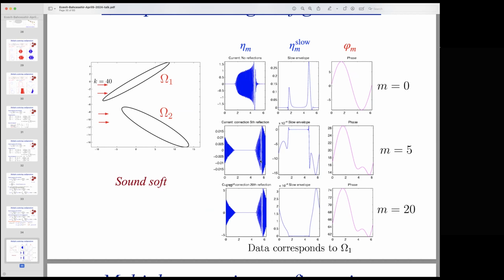And these are the plots of the densities, their slow versions, and the corresponding phase functions. And also, at the bottom, m is taken to be 20.